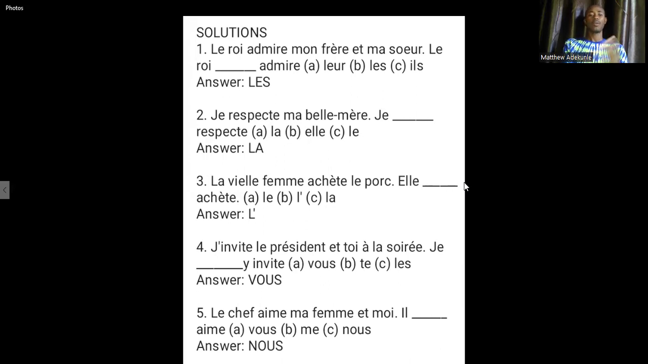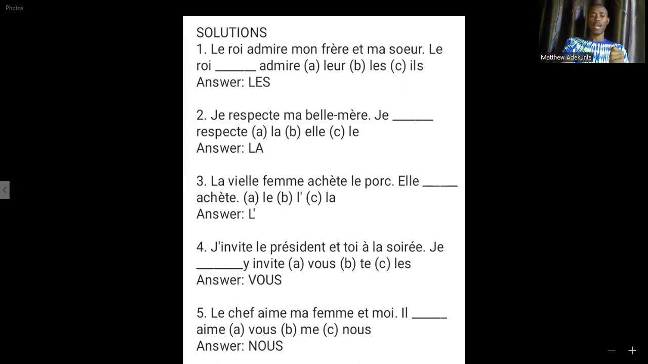So then we have the fourth one there. "J'invite le président et toi à la soirée." And what does that mean? I'm inviting you and the president to the dinner. Because of "toi" there, that will go with "vous". We use "vous" to replace the two of them. So the president and you, in other words, we are saying you, the two of you.